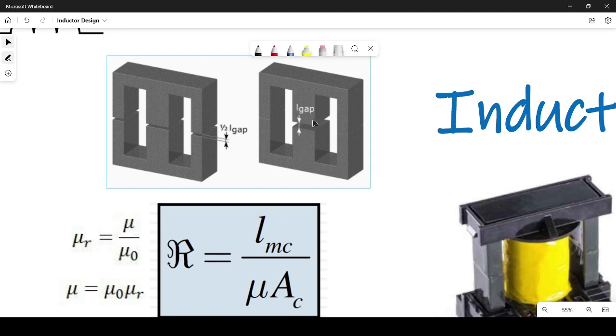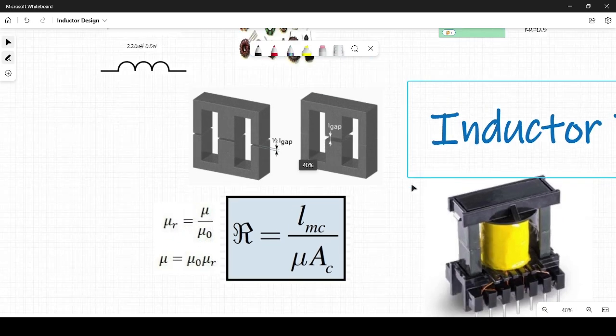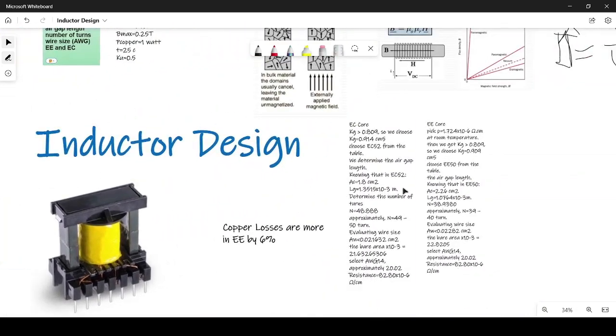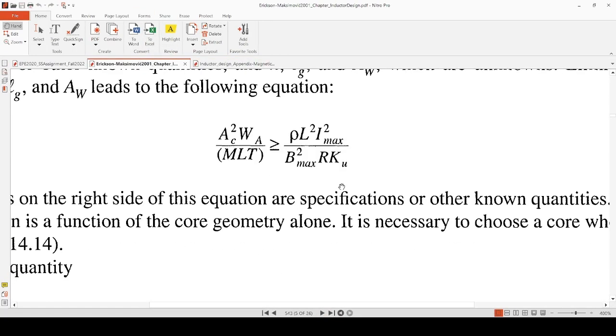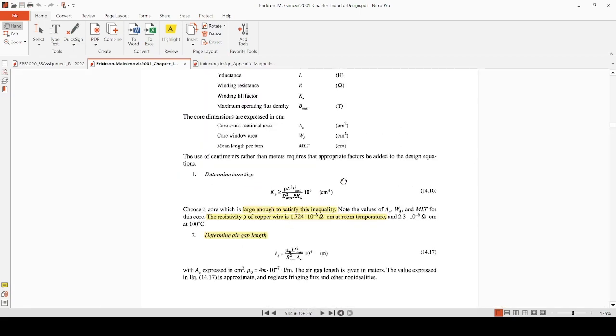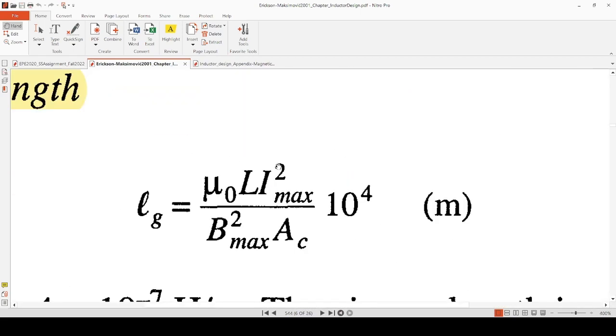And if you calculate the overall reluctance of this magnetic circuit, you'll find that the overall reluctance is approximately the reluctance of the air gap. So you try to lower this reluctance as much as possible by lowering this air gap. So to calculate this air gap, we go back to the book and go to this rule and substitute in this equation.